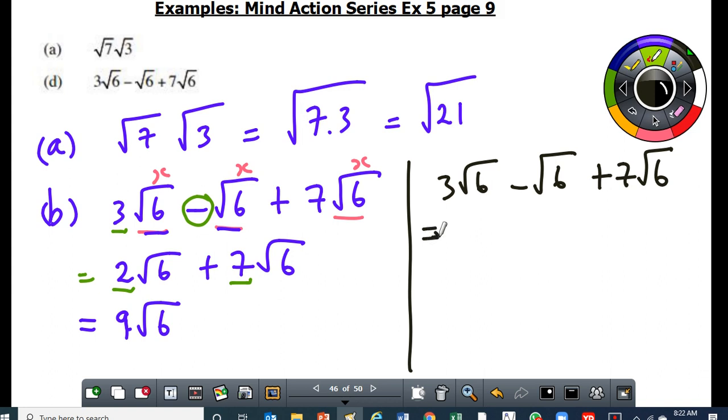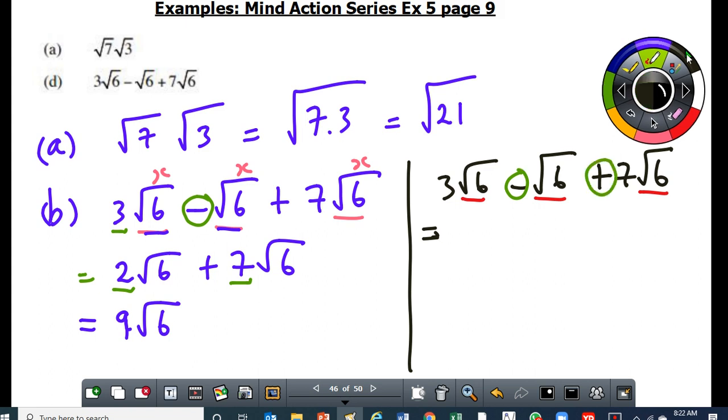What's the common factor here? The common factor is square root of what? 6. Okay? It's a common factor. Why is it a common factor? Because we have got a subtraction here and we've got addition. So we can use our knowledge of factorization from grade 9 and grade 10. Okay? So I'm going to take out that square root of 6.